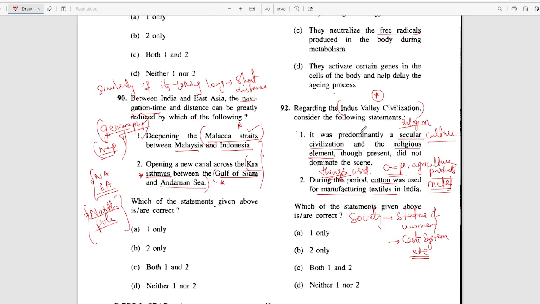The next question is the 92nd question regarding the Indus Valley civilization. Consider the following statements. It was predominantly a secular civilization. Religious element, though present, did not dominate the scene. During this period, cotton was used for manufacturing textiles in India.